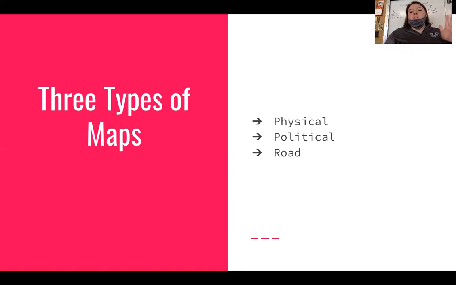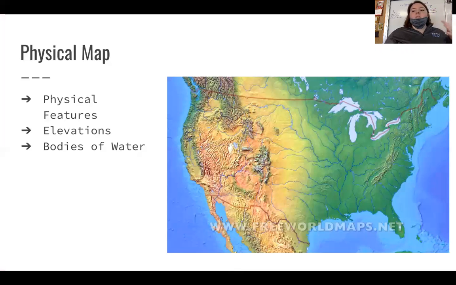All right, so the three types of map, let's just go through them one by one, and we'll talk about what they look like. So this is a physical map, or this would be an example of a physical map. By the way, I promise you that you have seen all three types of these maps. We're just going to create a link between what you've seen and what you know, okay? So this is an example of a physical map.